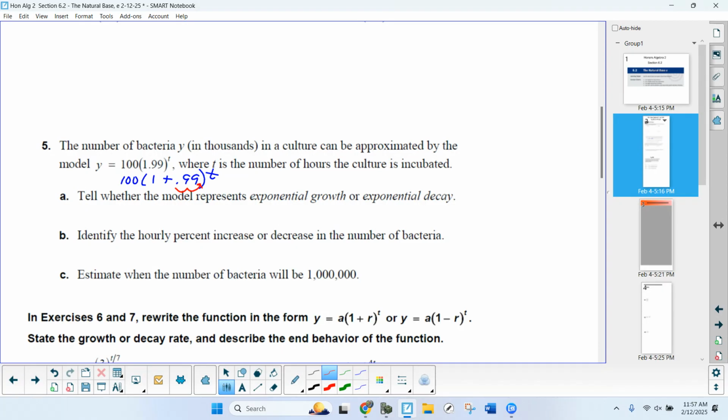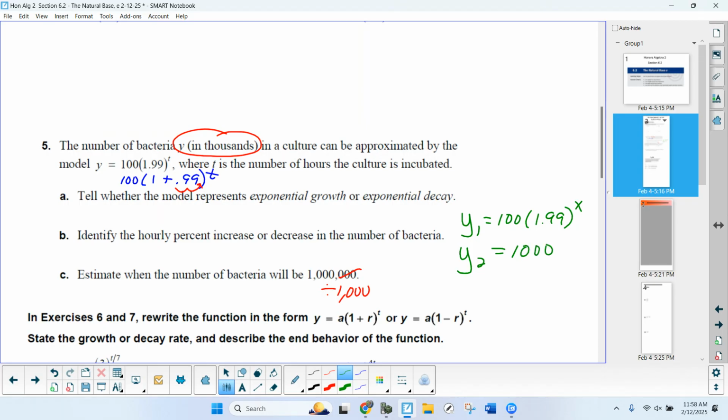And it says, estimate when the bacteria will be 1 million. Well, be careful. This equation was given to me in thousands. So you had to divide by 1,000. And what do you get? Well, you take off 3 zeros and you get 1,000. So basically you want to know when this equals 1,000. So what I did is I went in y1 and let it be this equation, but I had to use x. And then I went into y2 and let it be 1,000.